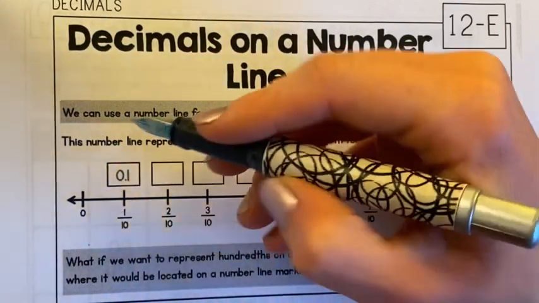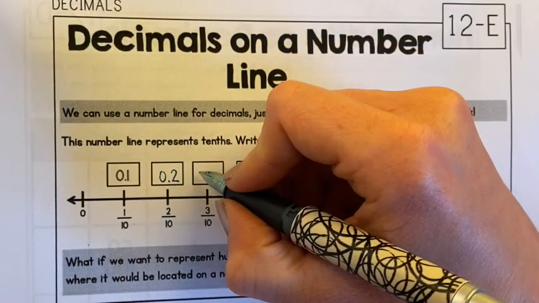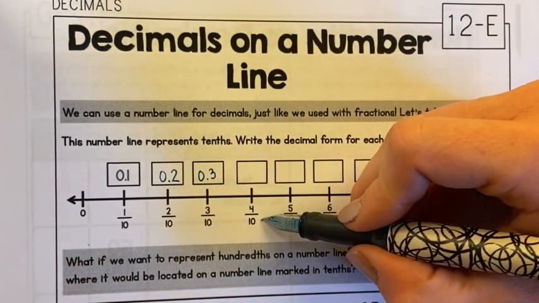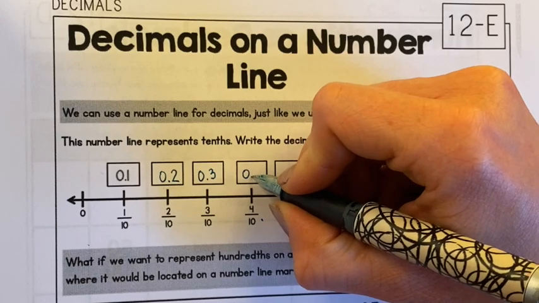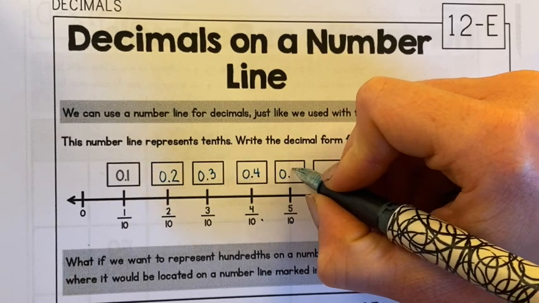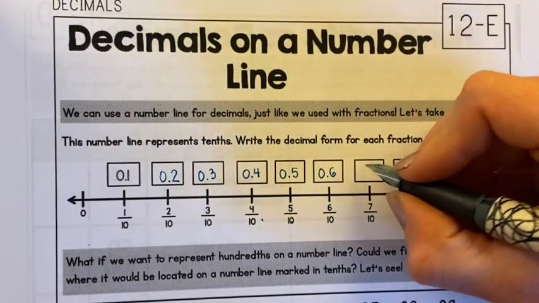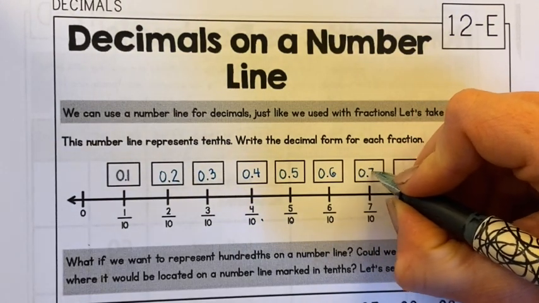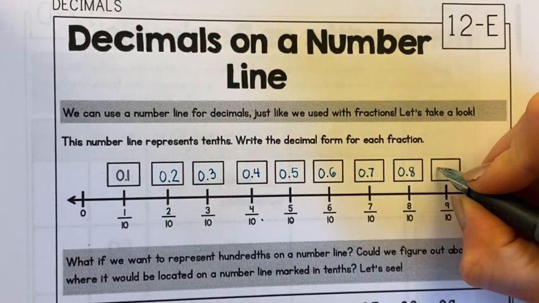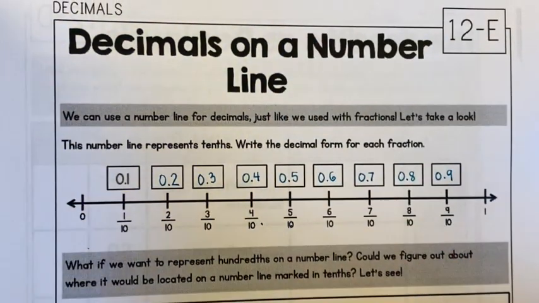So I go through, all right, 0.1, these are tenths, so I'd write 0.2, 0.3, because this is 3/10 is 0.3, 4/10 is 0.4, 5/10 is 0.5, 6/10 is 0.6, 7/10 is 0.7, 8/10 is 0.8, and 9/10 is 0.9. Okay, so those are all my numbers on a number line.